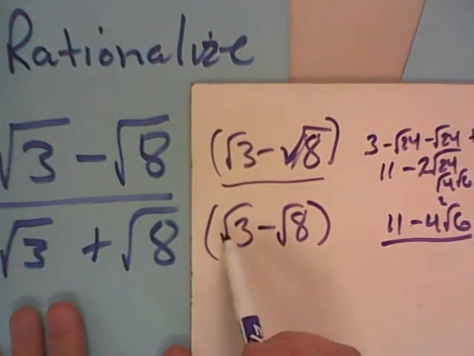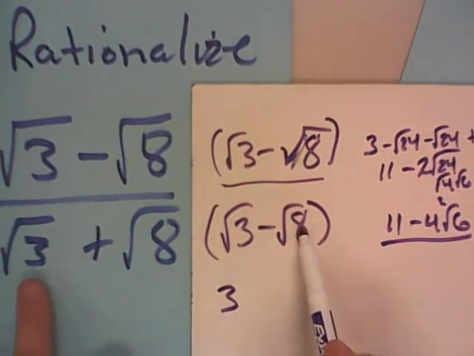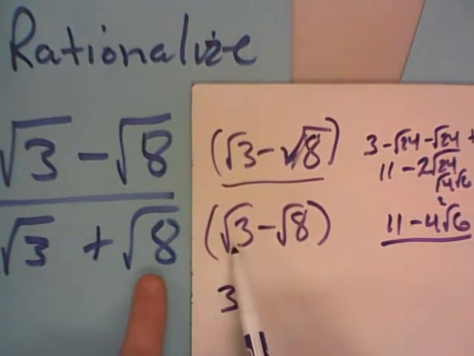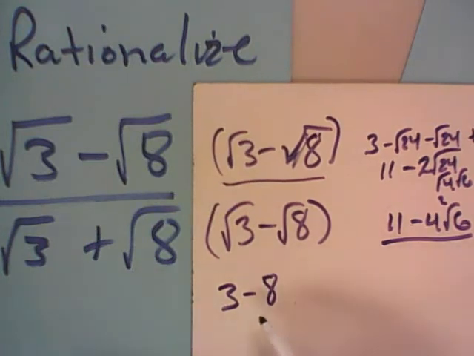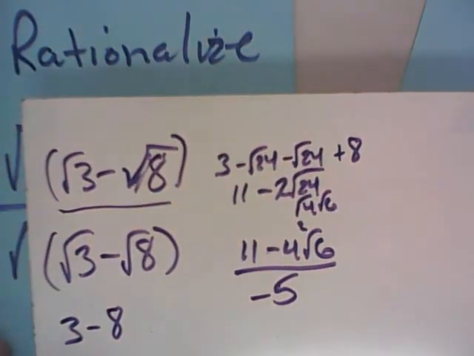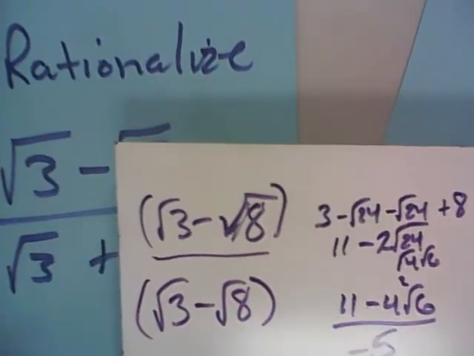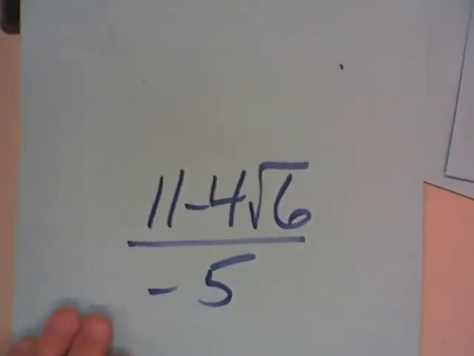But then I want to multiply the denominators together. I'll have radical 3 times radical 3 is 3. Then I'll have a negative radical 24 and a positive radical 24, which will cancel each other out. And then a negative radical 8 times a positive radical 8 is a negative 8. So 3 minus 8 is negative 5. And our final answer is 11 minus 4 radical 6 over negative 5. Which looks like that.